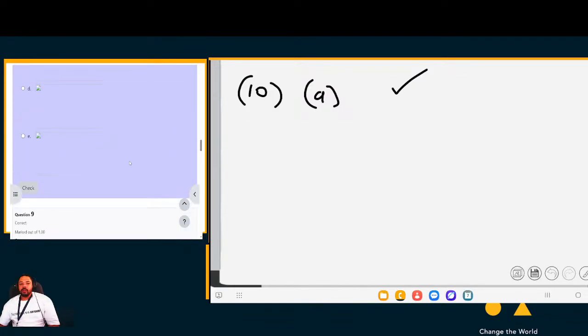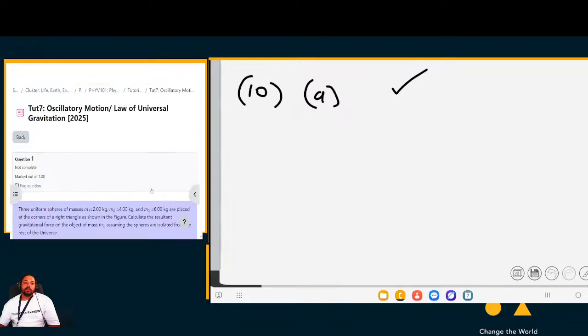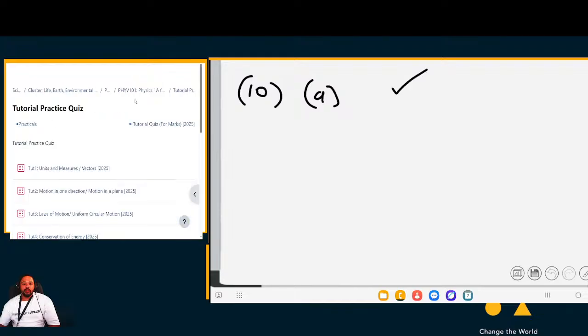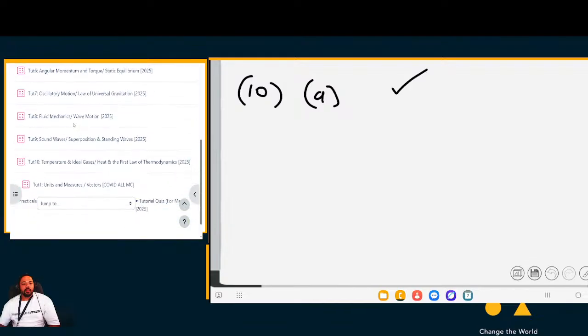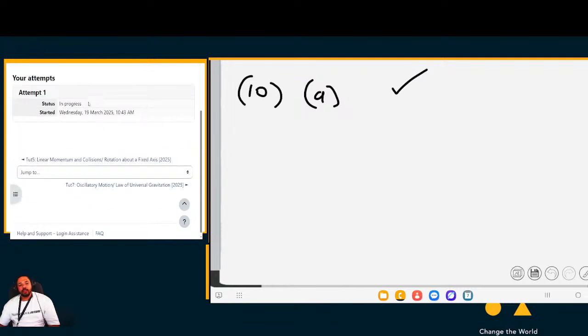Now let me go to another problem which should have been part of this section.